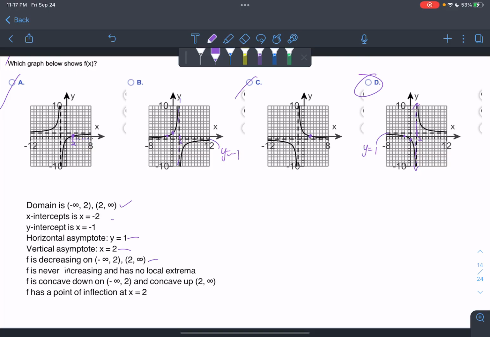F is decreasing on its domain. You can see B is increasing everywhere, right? D is not, D is decreasing, so that checks out. No local extrema. Concave down from here, right? That's concave down and then concave up after 2. And then a point of inflection at x equals 2. Or no, there's no point of inflection. I think this is an error. Sorry, no point of inflection, right? Because it would have been if 2 was in our domain, but it's not in our domain. So disregard that last statement. Okay, so D is our answer here.